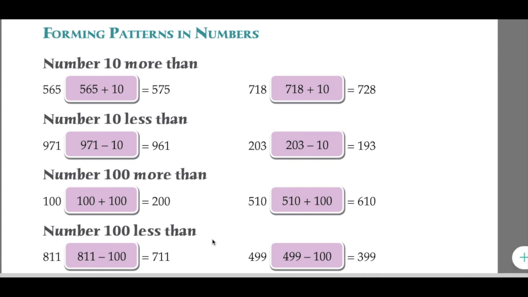Next one is number 100 less than. Less than means you have to subtract. So here you have 811. From 811 you have to subtract 100. So here we have got 711, which means 8 minus 1 is 7, and so the answer will be 711. Next we have 499. When you subtract 100 from 499, you get the answer as 399.